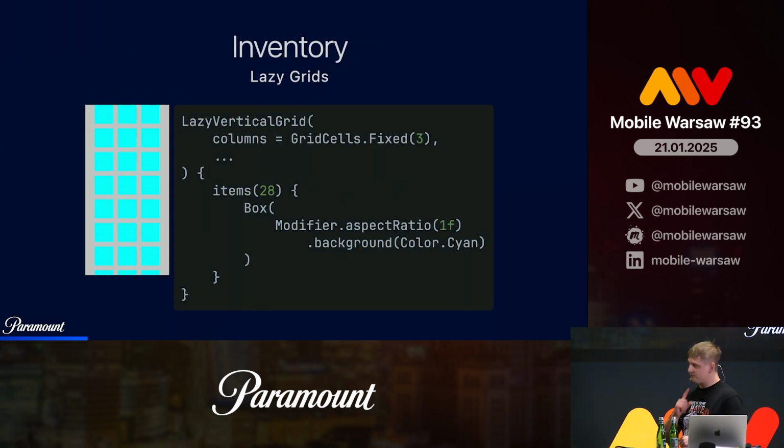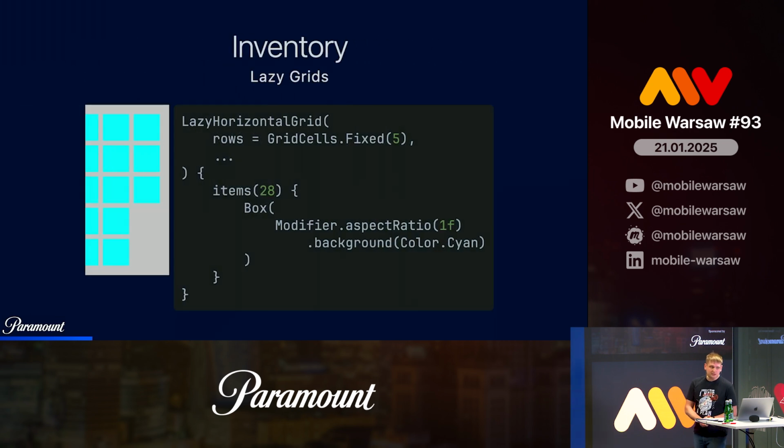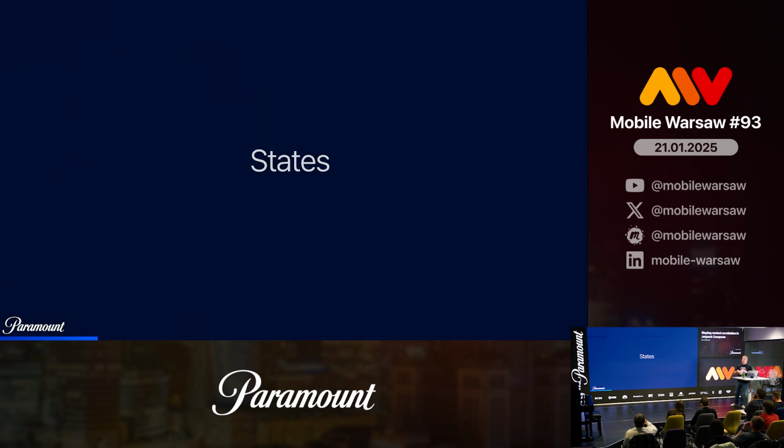We also have lazy grids. Here we can see the lazy vertical grid with a fixed amount of columns, 3, and some items inside of it. We also have the horizontal version of it, and yeah, that's it. What is important about those is the fact that they all have states.